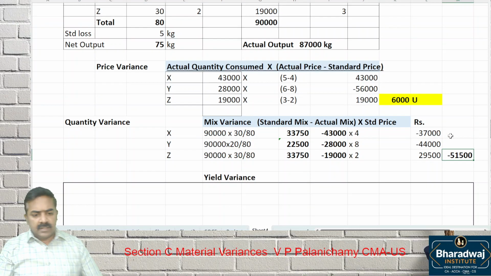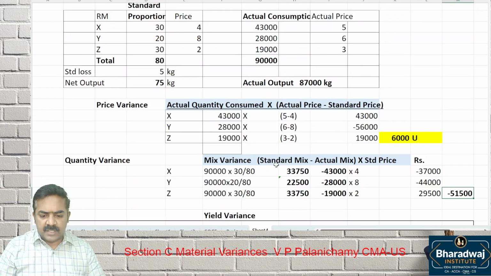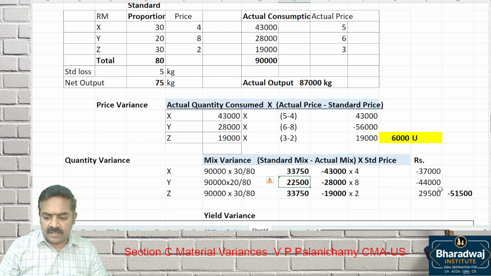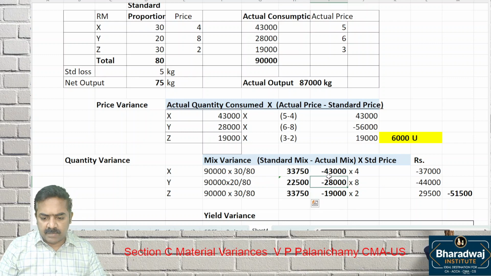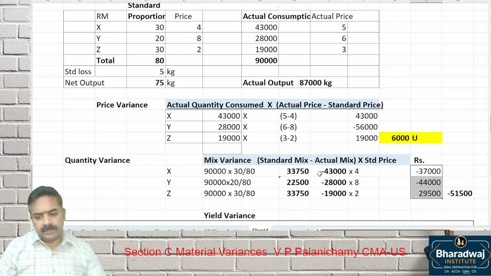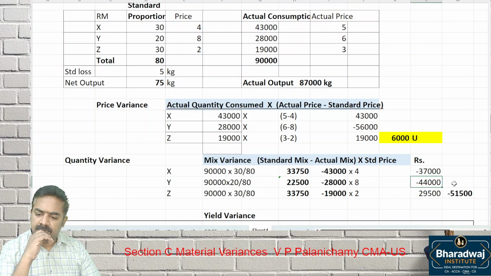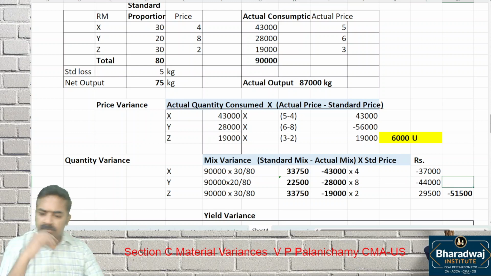This is which variance? Mix variance. Because of mix, what is the variance? You can also use the words actual mix minus standard mix. Nothing wrong in it. Standard mix minus actual mix into standard price. This is unfavorable.